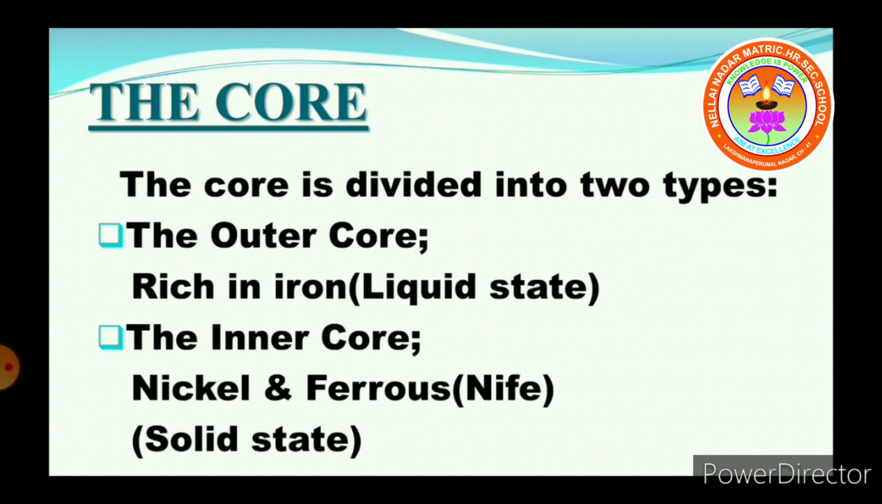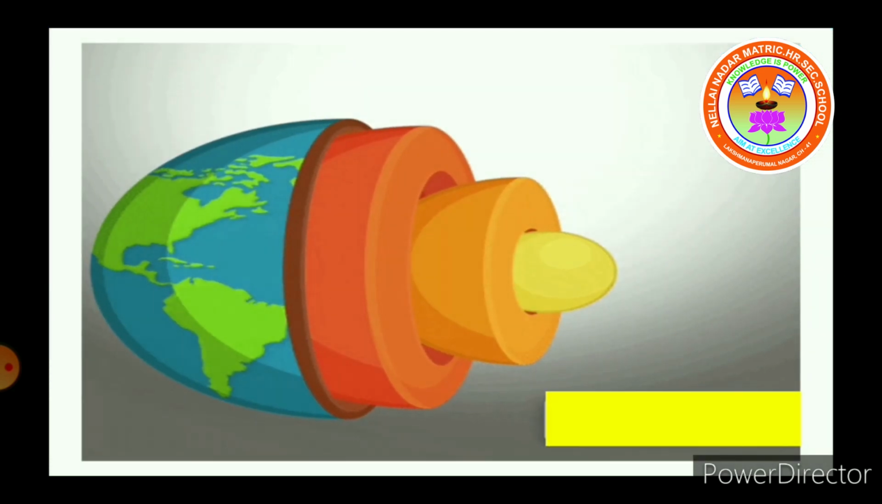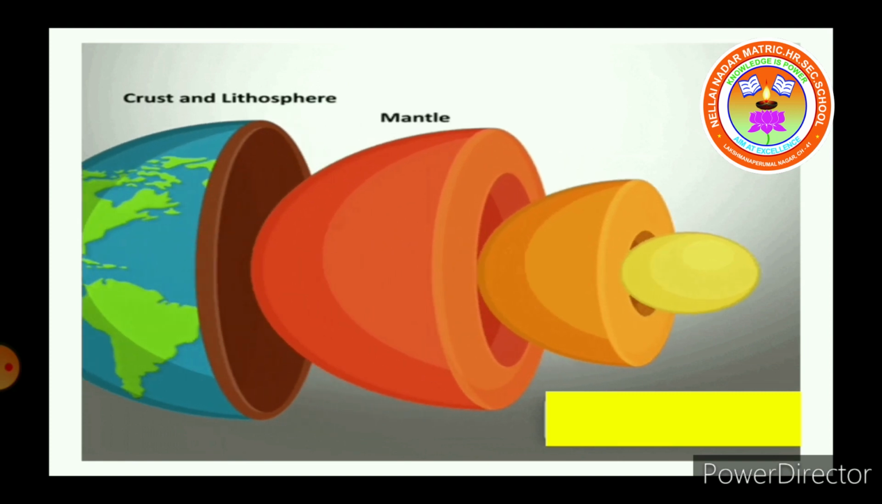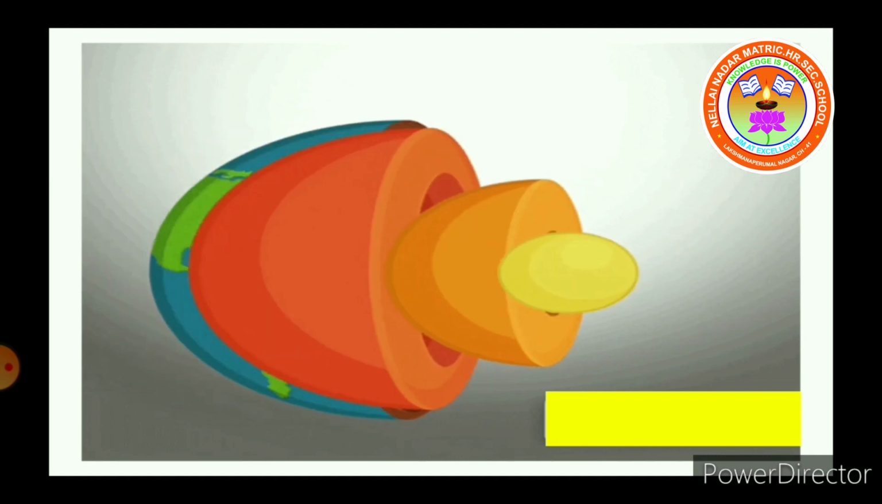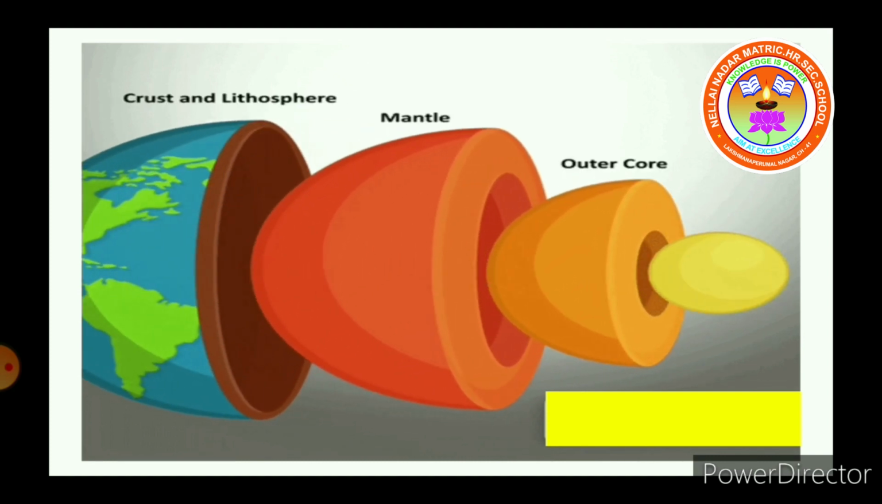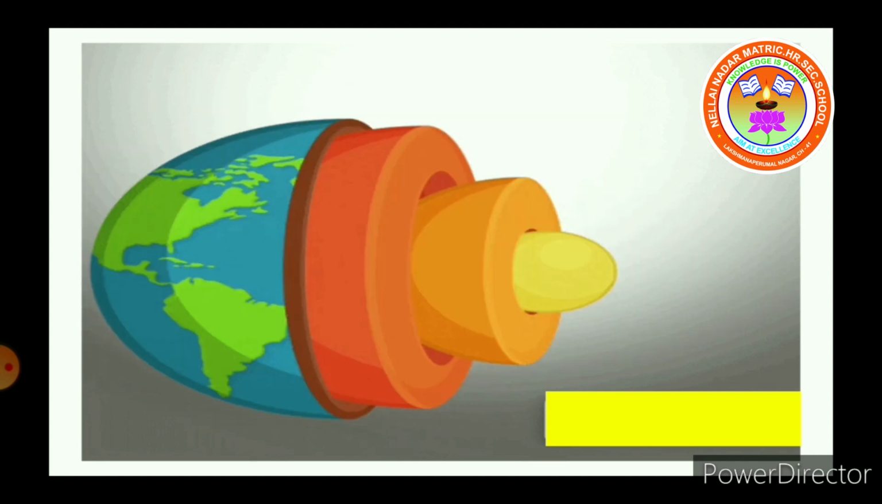The central core has very high temperature and pressure. This picture clearly shows the inner appearance of the Earth: crust and lithosphere, mantle, outer core, inner core.